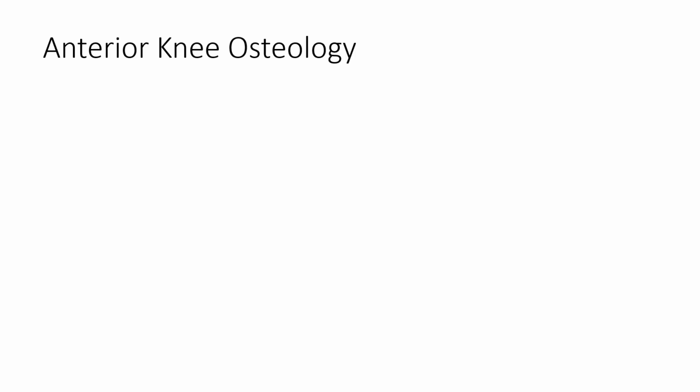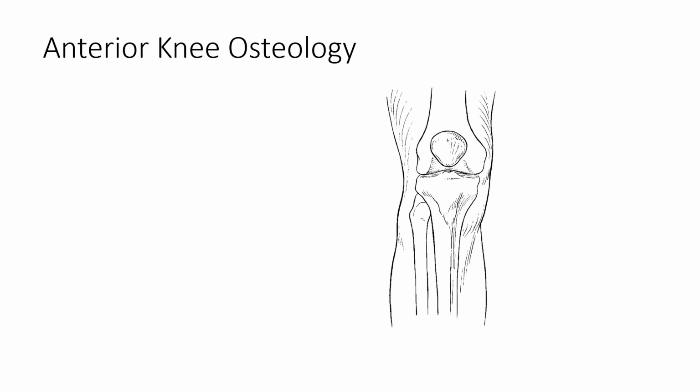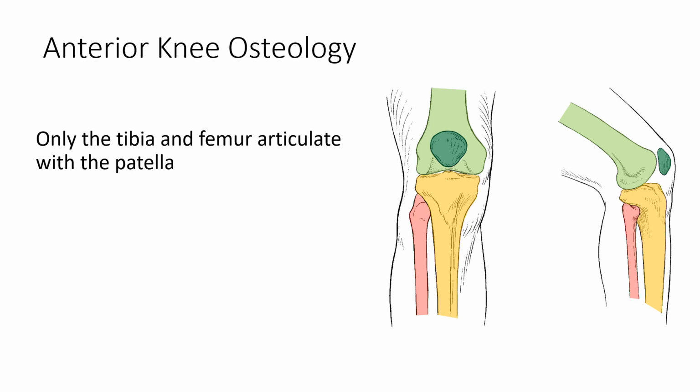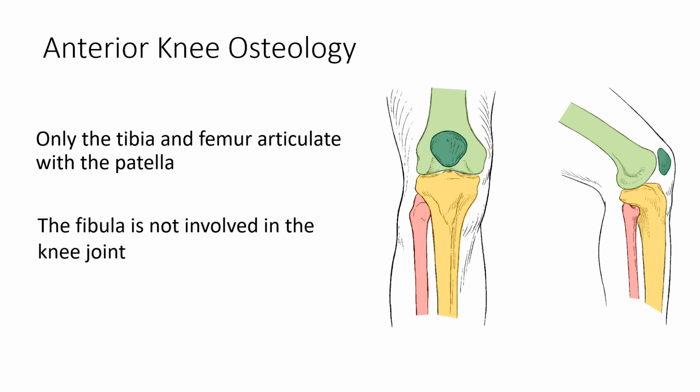So first, let's do a quick overview of the anterior knee when it comes to the bones involved with this joint. Here is an anterior view of this knee joint, and here is a lateral view. Just looking at the bones involved in these views, we have our femur, patella, tibia, and fibula. Earlier when I said that second view was a lateral view, we know that because this fibula is fibulateral in this leg. For the knee, only the tibia and the femur articulate with the patella, and the fibula is not actually involved in the knee joint.